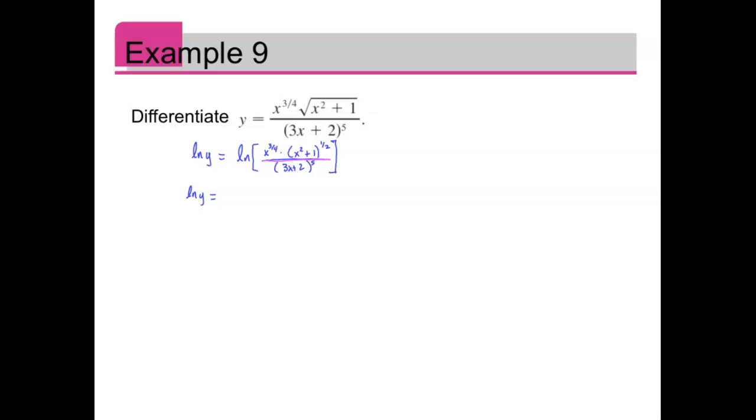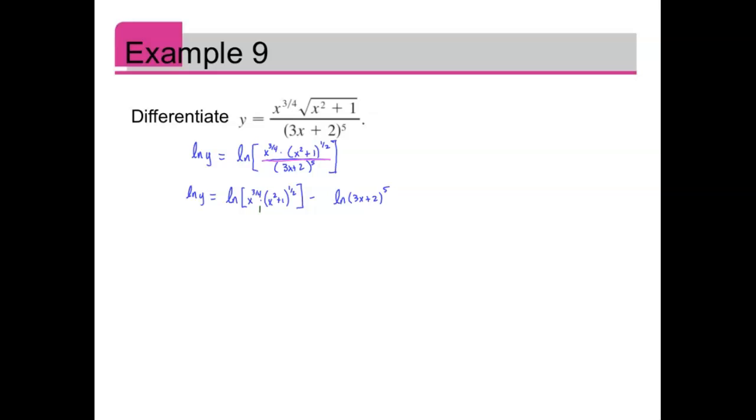So that's all I'm going to do. So this becomes natural log of the numerator, which is x to the 3/4 times x squared plus 1 to the 1/2, minus natural log of the denominator. So natural log of 3x plus 2 to the 5th. All right, I'm going to keep expanding.